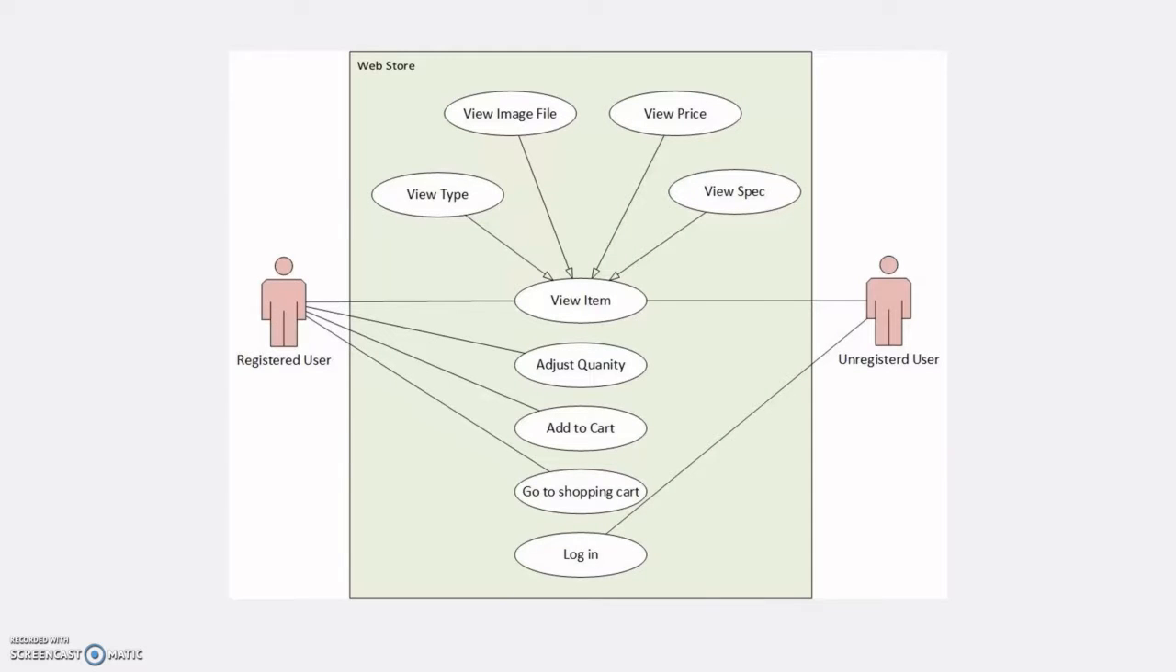This is the use case diagram for the web store. The registered user is able to view item, adjust quantity, add to cart, go to the shopping cart, while the unregistered user is able to view item and log in. View item generalizes view type, view image file, view price, and view spec.